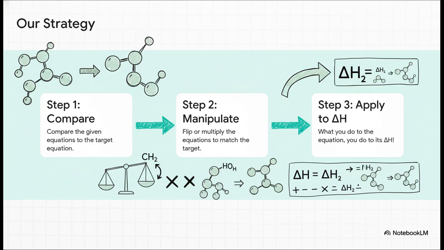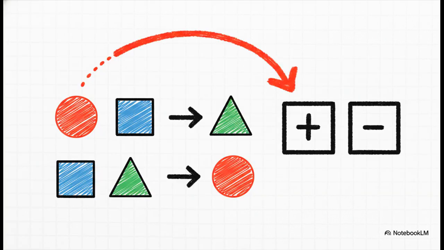Can't forget that part. Let's start with our first reactant, CS2. In our target, we need one of them on the left, the reactant side. Okay, now let's hunt for it in our given equations. 1, 2, there it is, in equation 3. But it's on the product side, on the right.